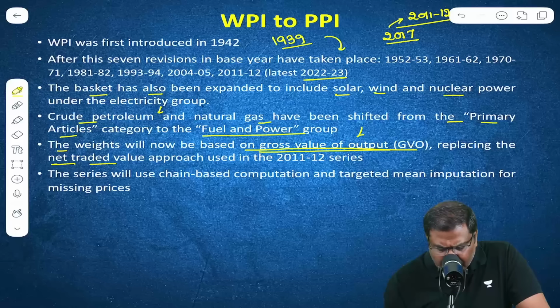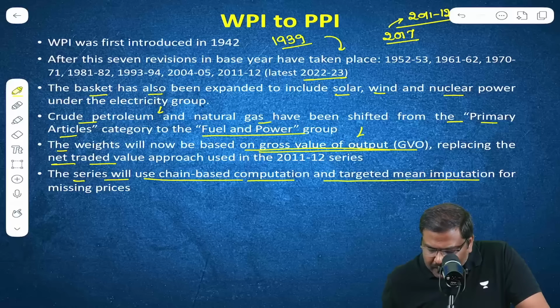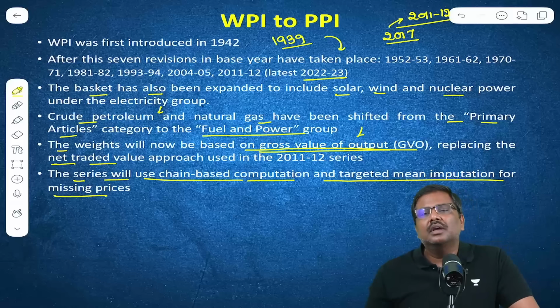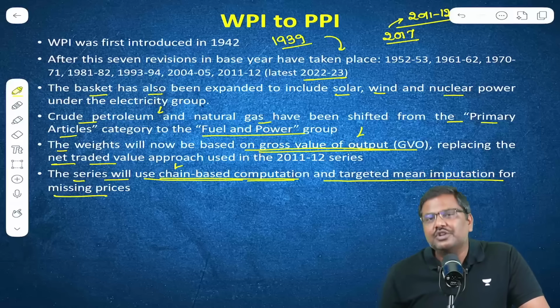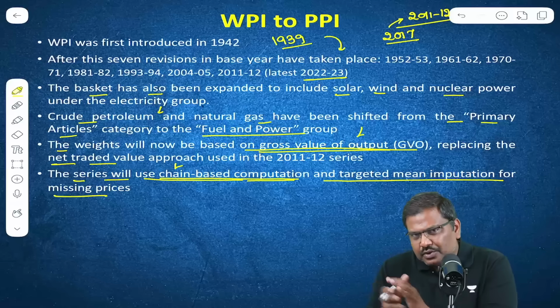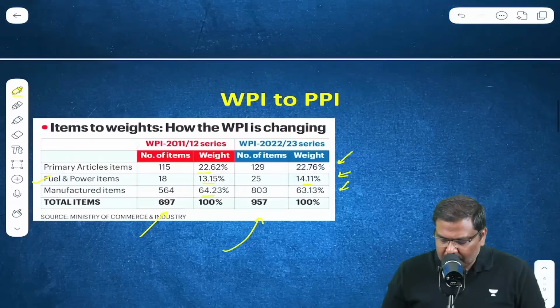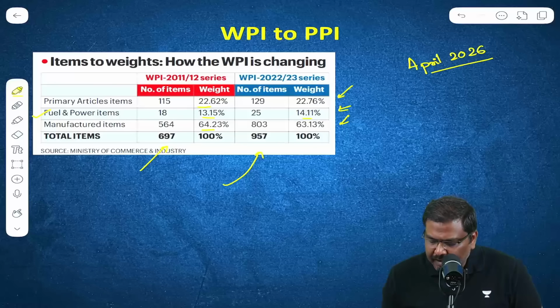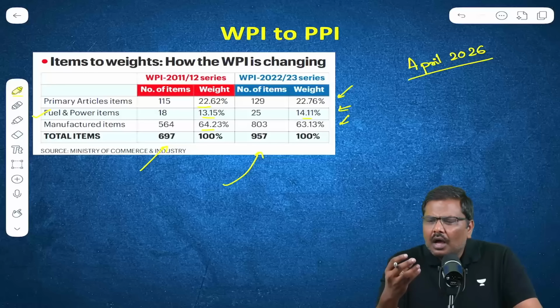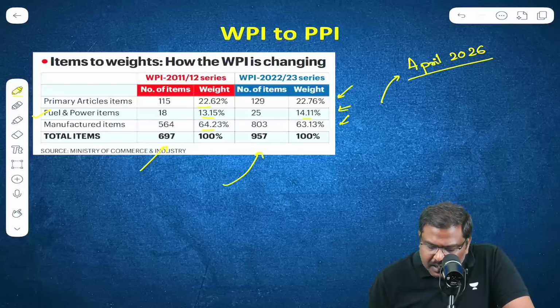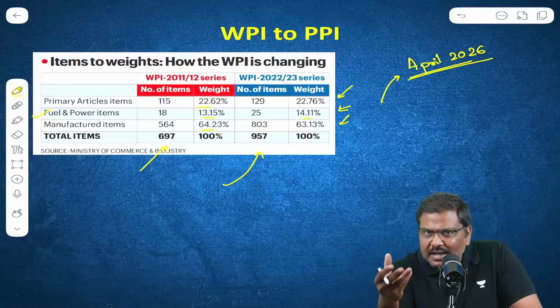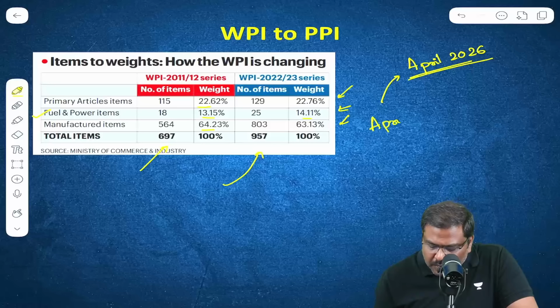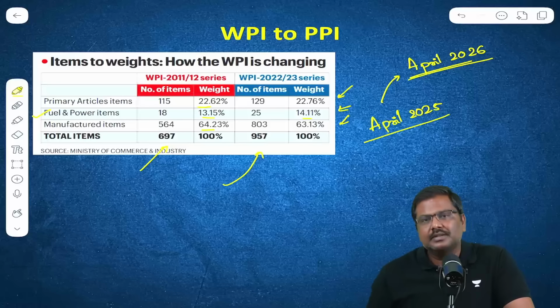Fourth very important change is that the series will continue to use chain-based computation and targeted mean imputation for missing prices. Now, what is this idea of chain-based computation methodology? Let's say you are reading the newspaper, and in the newspaper the data for the month of April is published. Let's say April 2026 inflation data is published. How do you derive this particular inflation rate for the month of April? You're simply comparing the April 2026 basket prices with April 2025 basket prices. Simple.